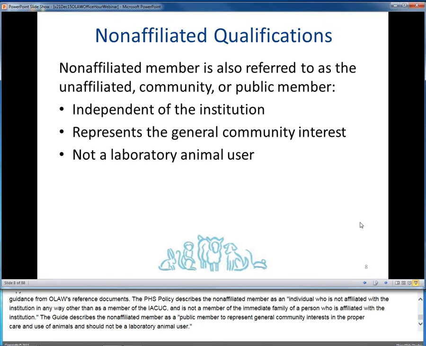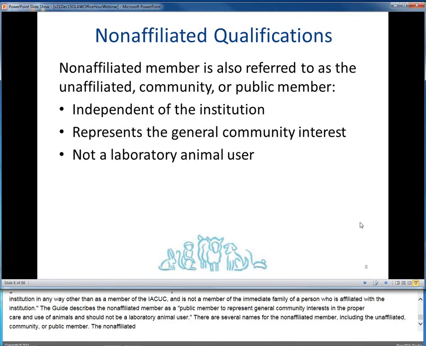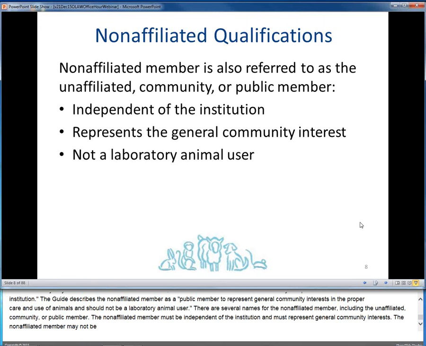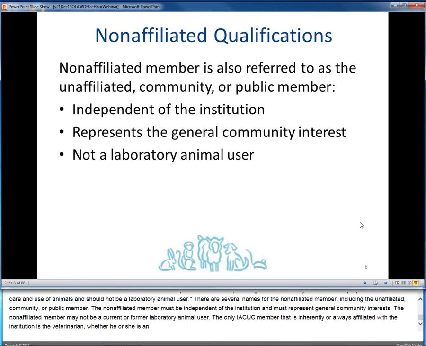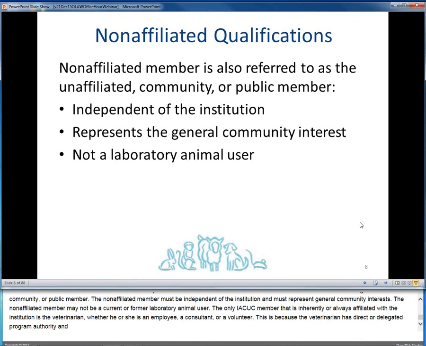There are several names for the non-affiliated member, including the unaffiliated, community, or public member. The non-affiliated member must be independent of the institution and must represent general community interests. The non-affiliated member may not be a current or former laboratory animal user. The only IACUC member that is inherently or always affiliated with the institution is the veterinarian, whether he or she is an employee, a consultant, or a volunteer. This is because the veterinarian has direct or delegated program authority and responsibility for activities involving animals at the institution. Other IACUC members may or may not be from within the institution.